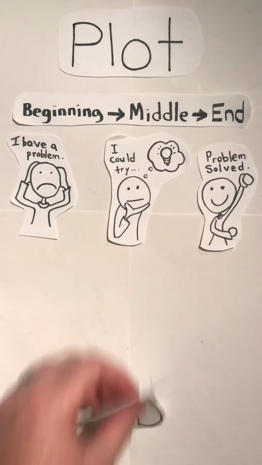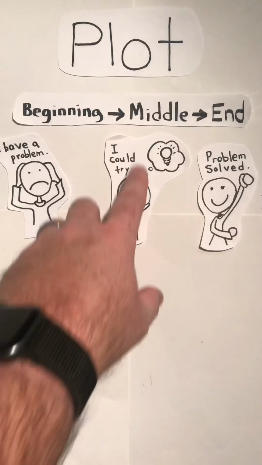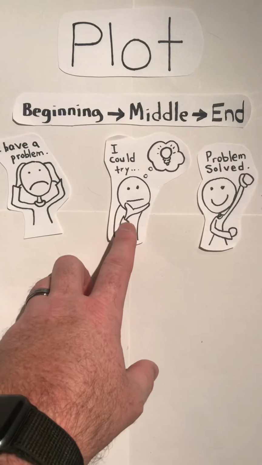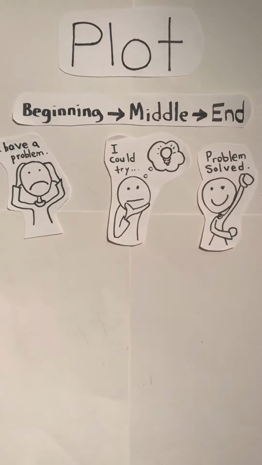Most stories follow this pattern. They have a beginning where there's a problem. They have a middle where the character tries to solve the problem, or the character reacts to the problem. And they have an end where the problem is solved, and we all feel good about our story. That is how plot usually works.